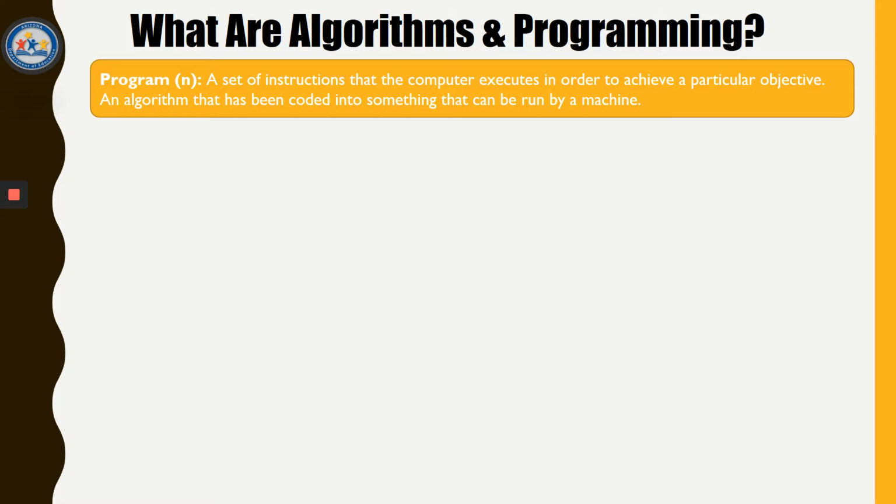An algorithm that has been coded into something that can be run by a machine. Generally speaking, programming is the act of translating an algorithm into a language that a computer can understand and interpret to solve problems for us. We'll look at a variety of programming environments and languages that could be used throughout grade levels, but there are many more than just the ones in this slide and on this presentation.